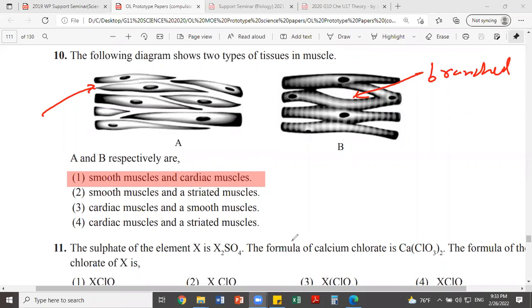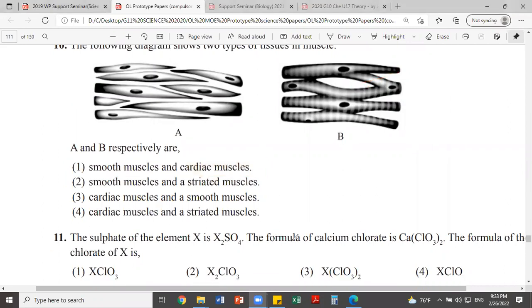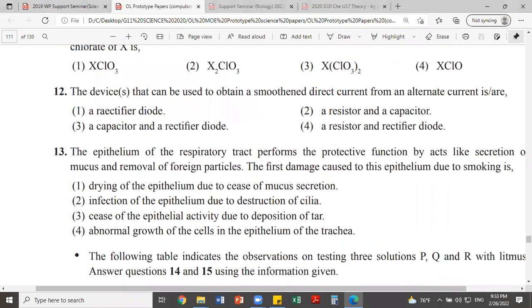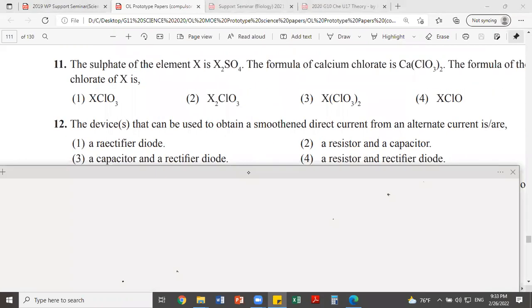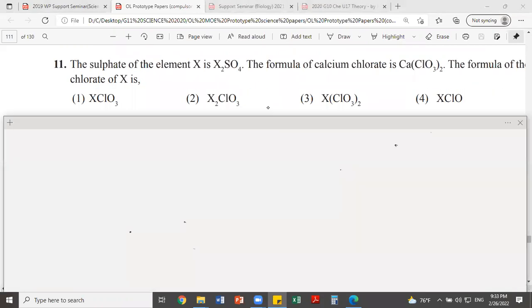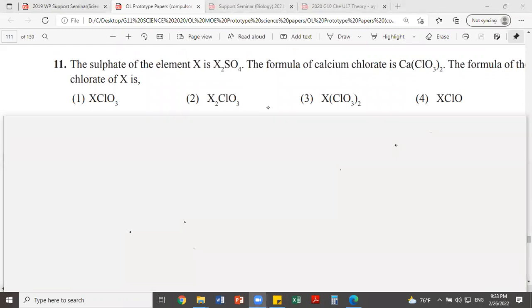Question number 11, chemistry. 11th MCQ. Who can give me the answer? Any volunteers? Some students never raise the hand. I have Tirani. First answer. Tirani gave first answer. Let's see. X2. Okay, Tirani. Now let's see.